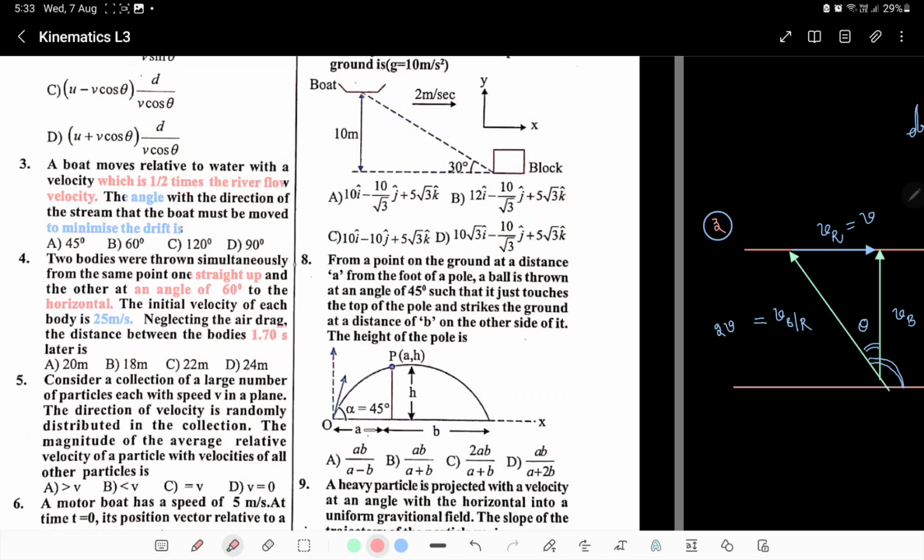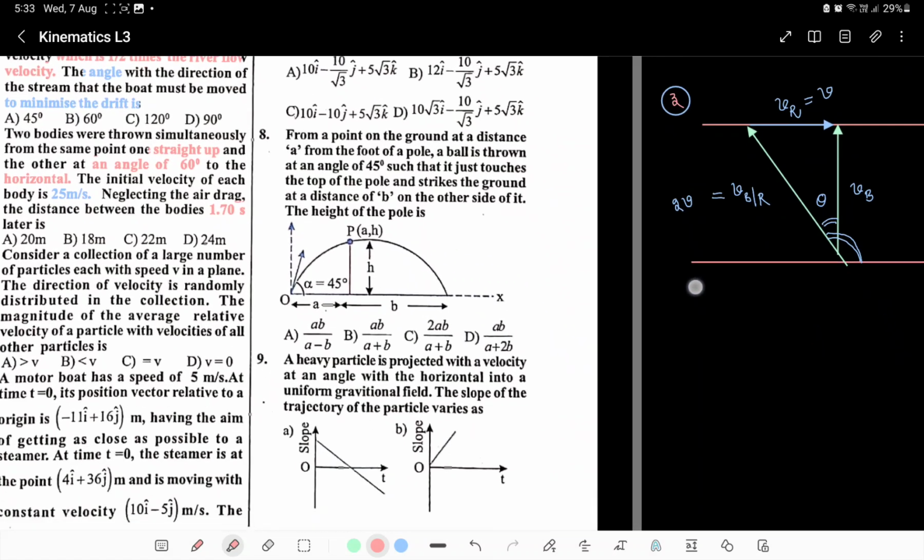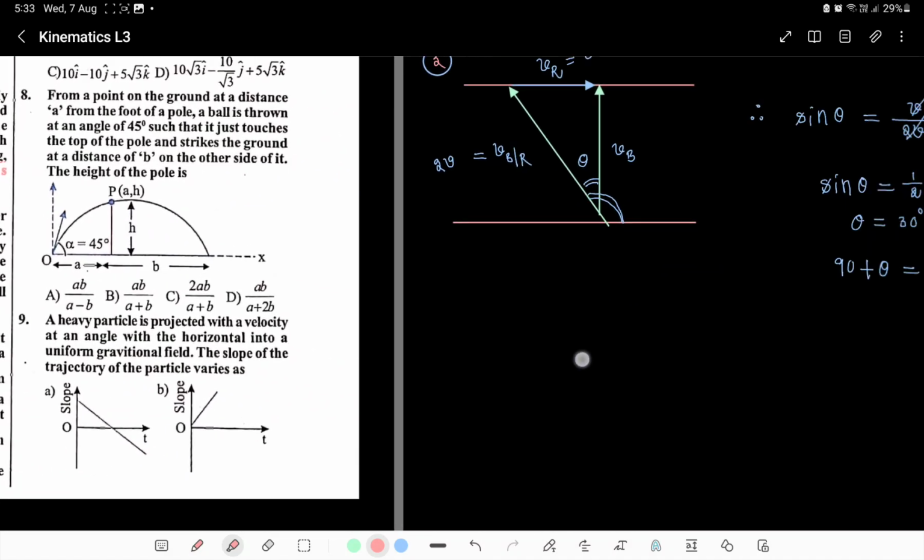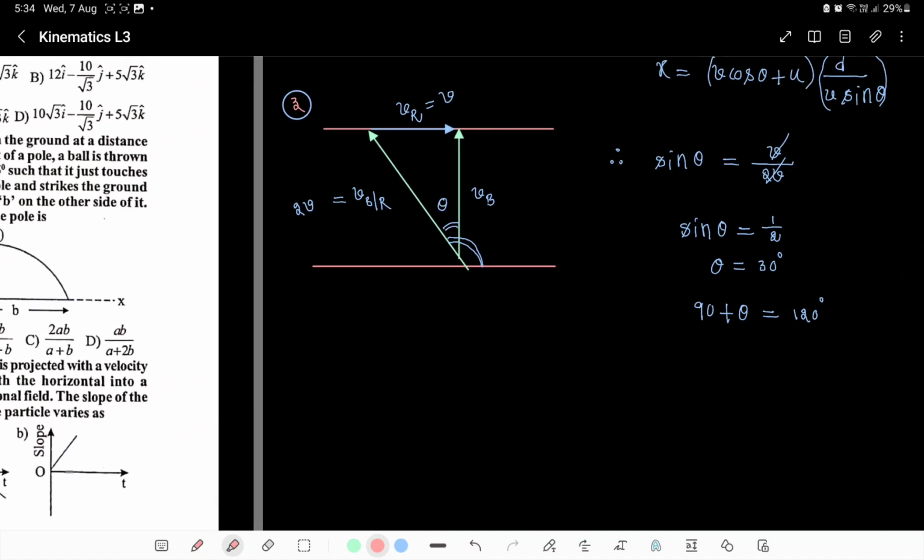So we have to find the distance between them after 1.7 seconds, nothing but the relative separation between them. So let's draw the diagram for question number 4, then we'll understand it neatly.